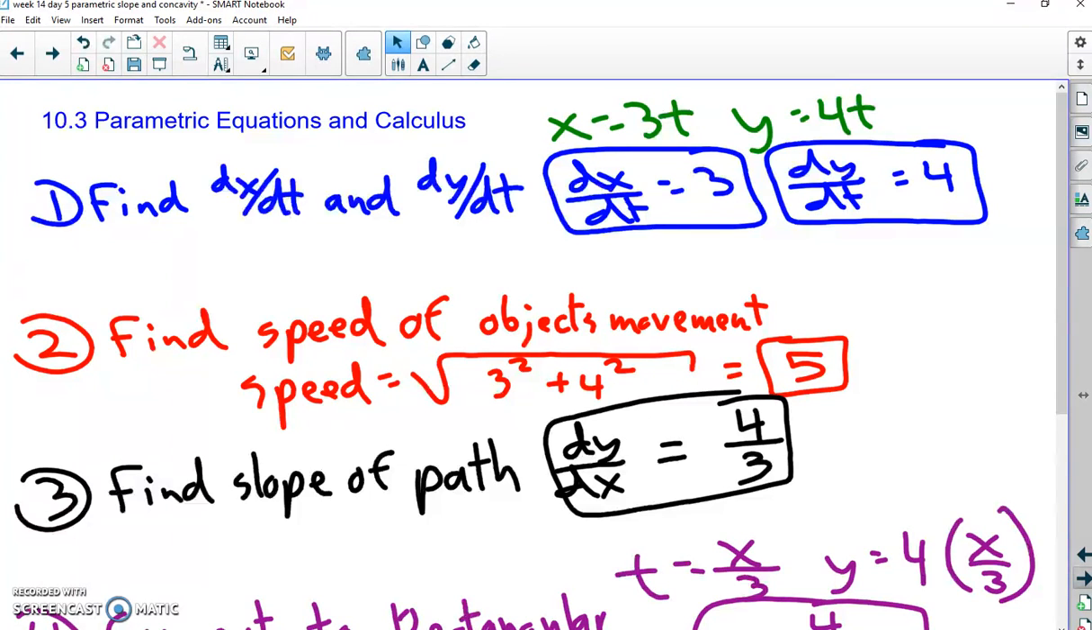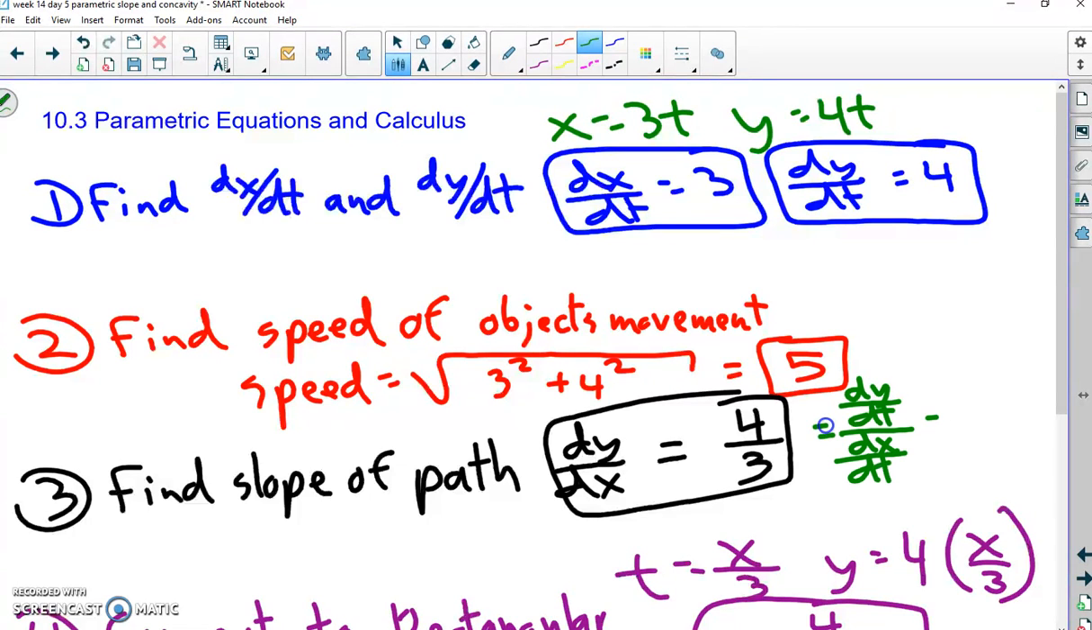The slope of the path, now here it says 4/3. The math behind this again would have been your dy/dt over your dx/dt. That's where I got the 4 and the 3, which is just 4/3. Okay. Now I want to show you it's also 4/3 by going to rectangular first and then taking the derivative.